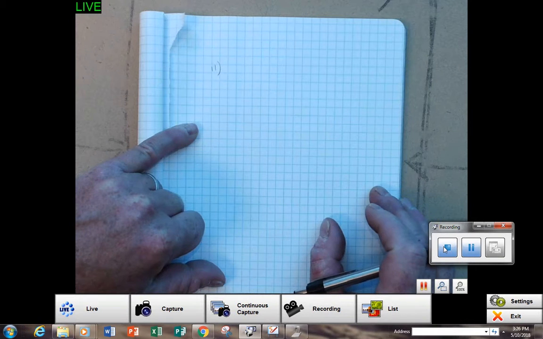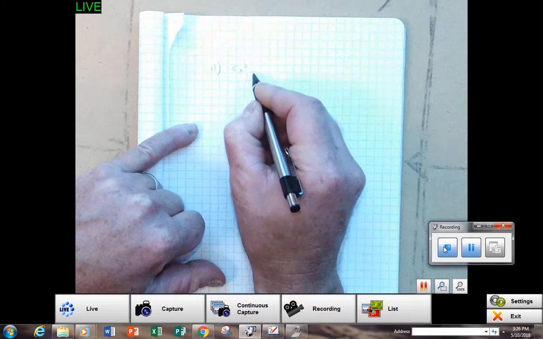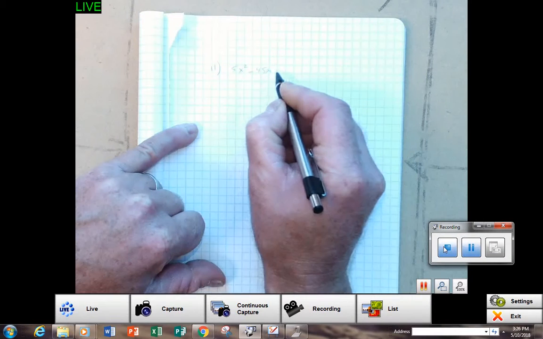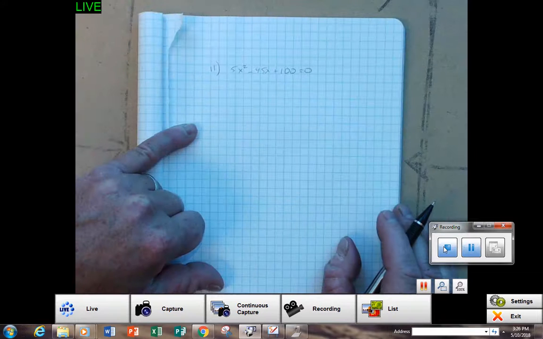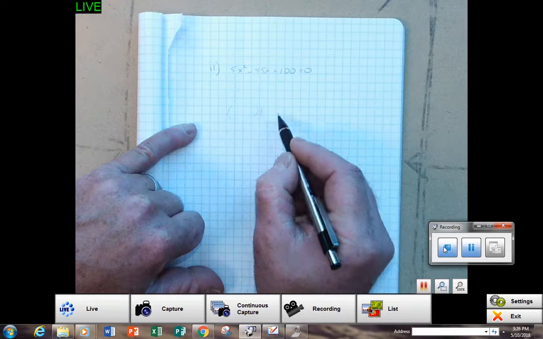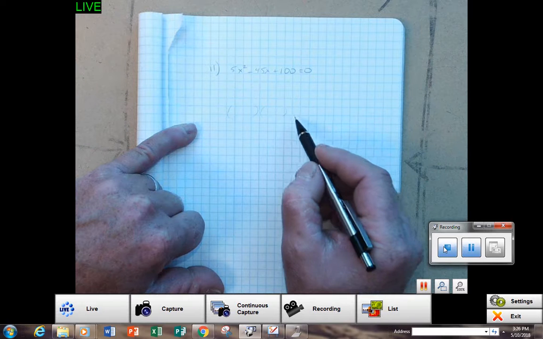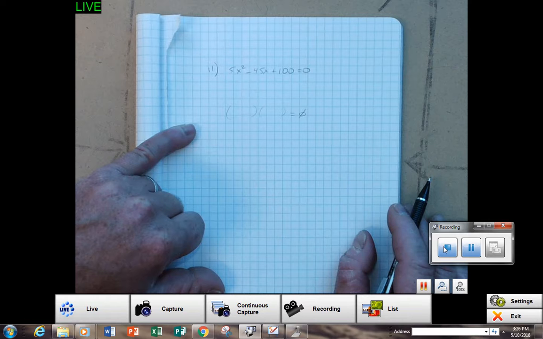11 is 5x squared minus 45x plus 100 equals 0. So this one has you solve it. So that means you're going to factor it and then go that one step further and solve it. Remember, when you factor it, you're just getting its two factored pieces. But when you're solving it, you're taking that equal to 0 and you're solving that for x.